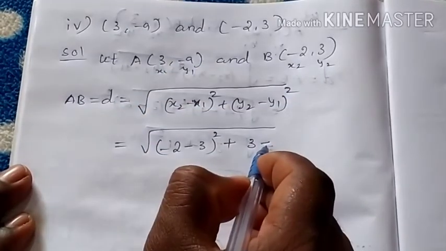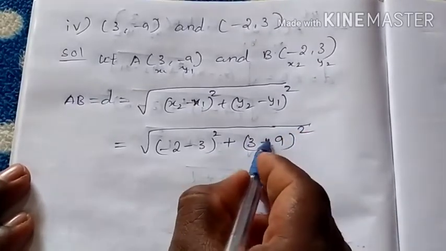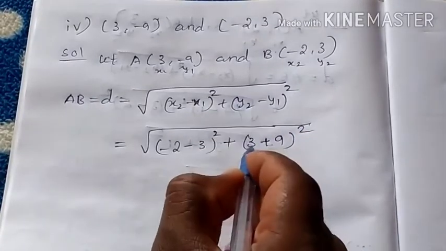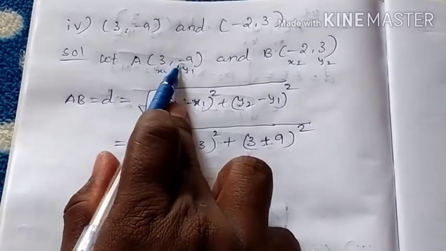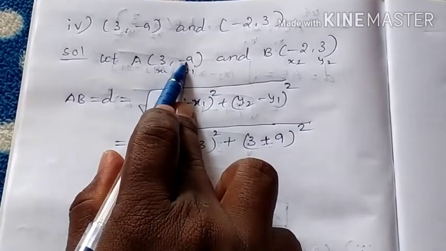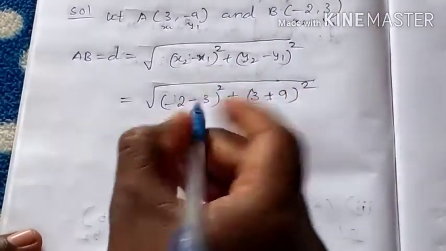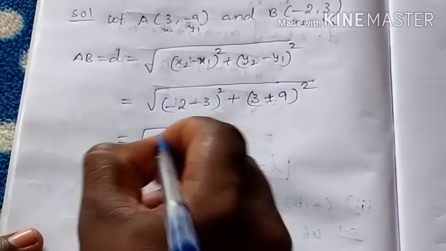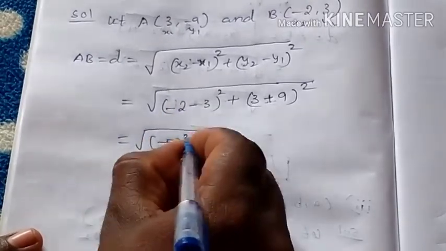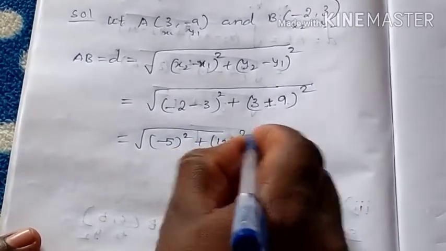Here already minus, so minus into minus plus 9 the whole square. Have you understood? Y2 value is 3 minus and y1 value is minus 9, so minus of minus plus 9 the whole square, which is equal to the square root of minus 2 minus 3, totally minus 5 the whole square plus 3 plus 9 is 12 the whole square.